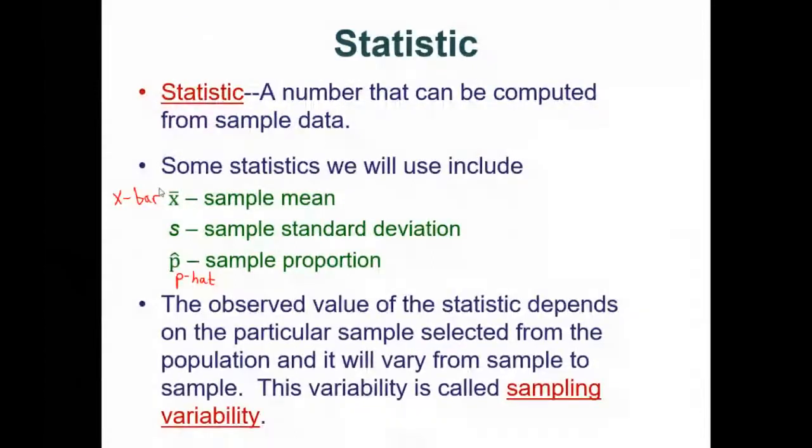The observed value of the statistic depends on the particular sample selected from the population, and it will vary from sample to sample due to sampling variability. So hopefully we'll remember this because we spent at least a day or two talking about it.